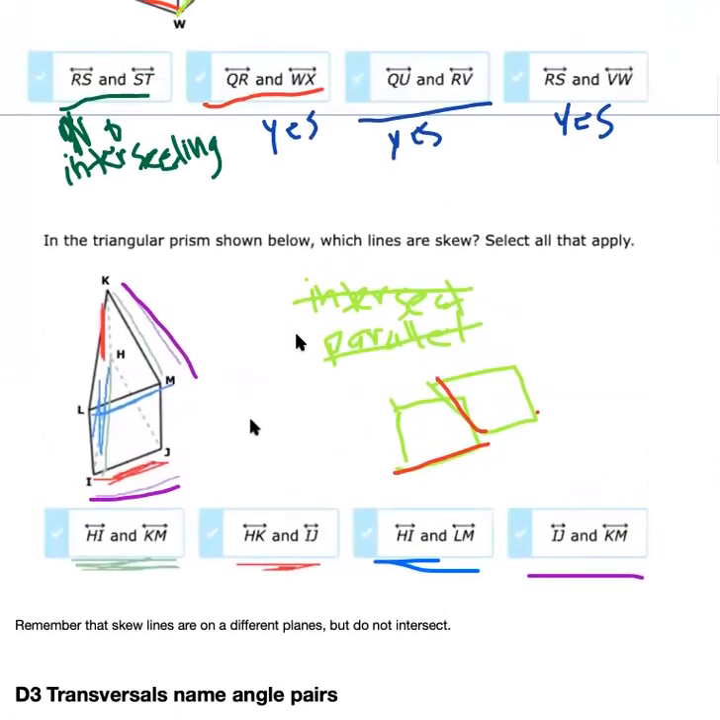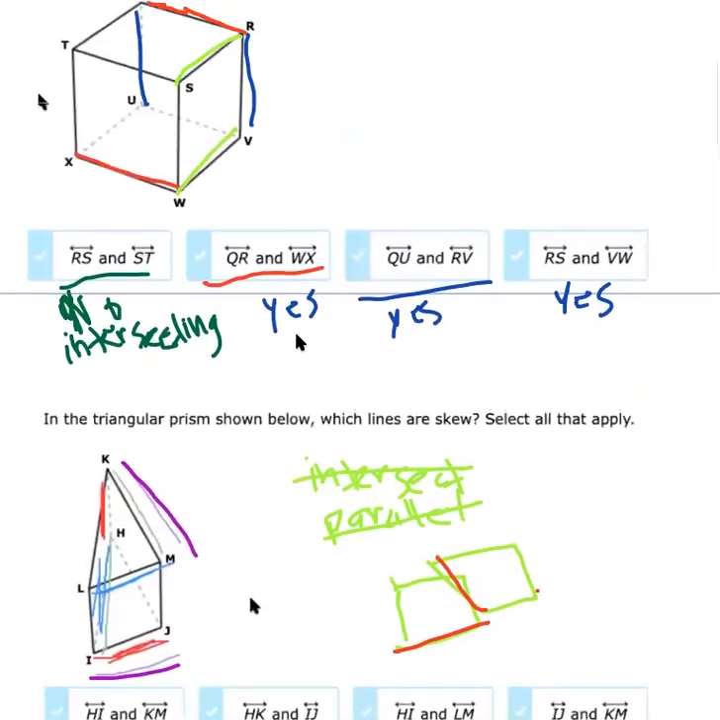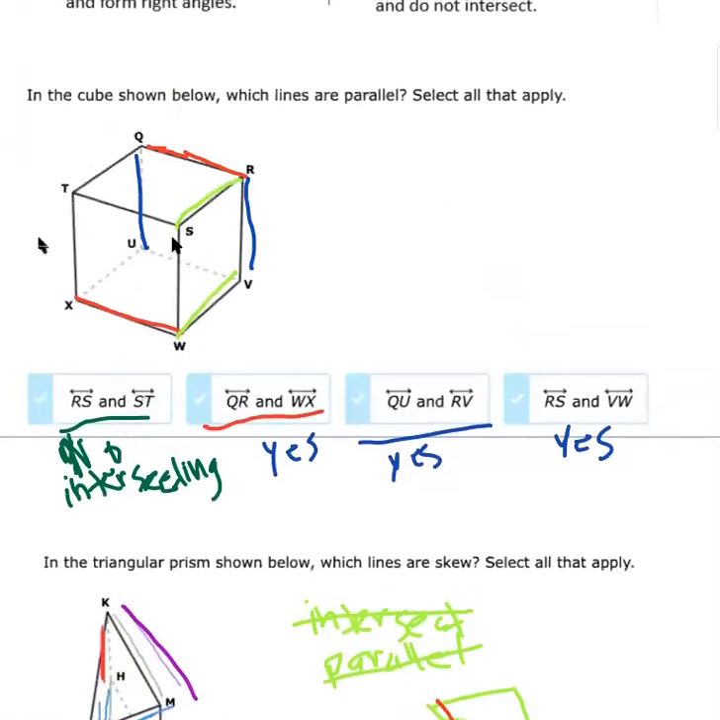Okay, and that's mainly what we're going to see. And then lastly, intersecting. So looking at RS back here, RS and ST, let me show you that right there. They are going to intersect at that one point right there. And that's mainly what we're going to see for D1.